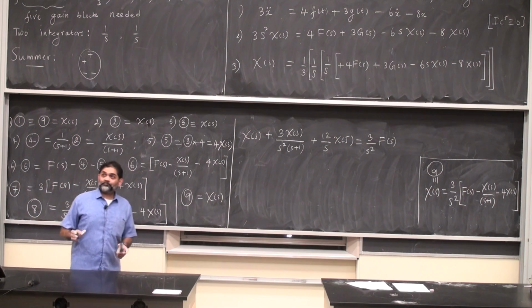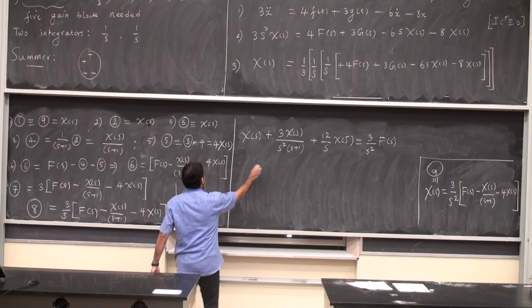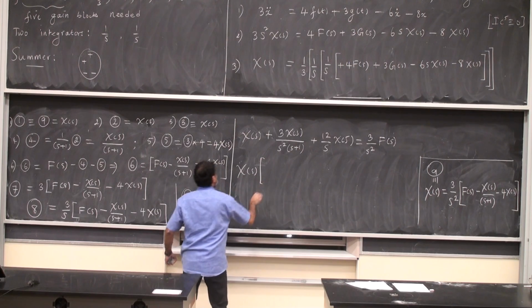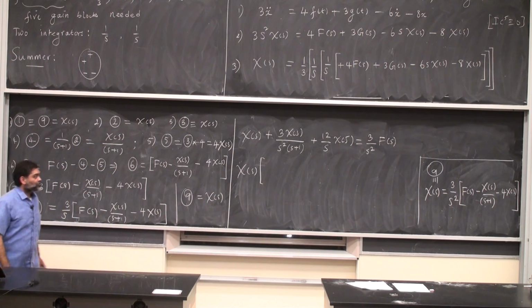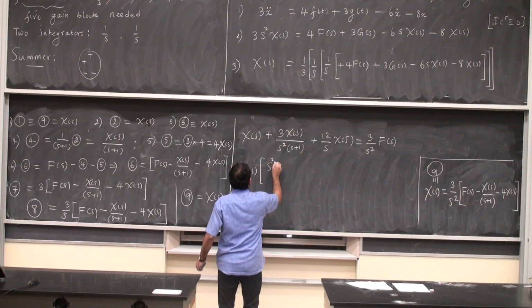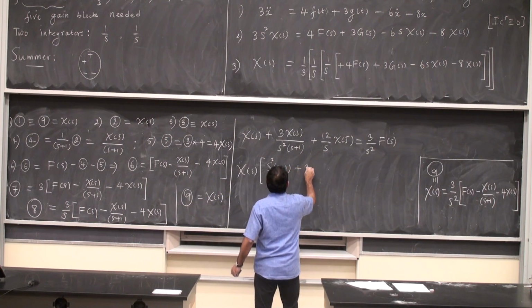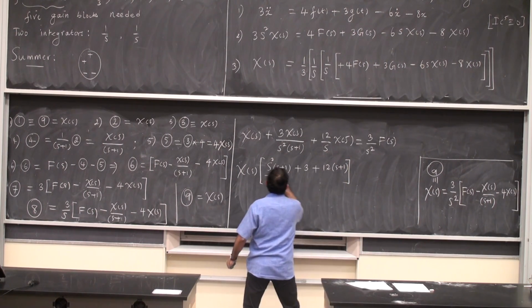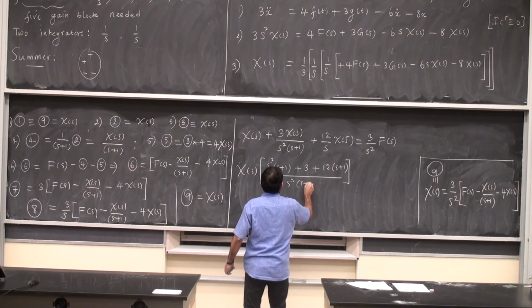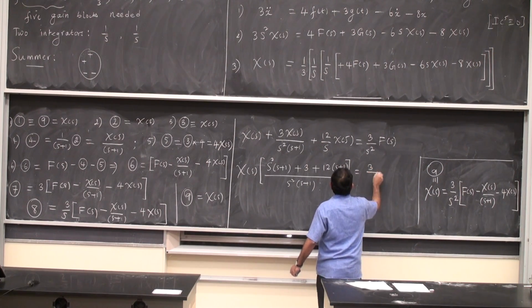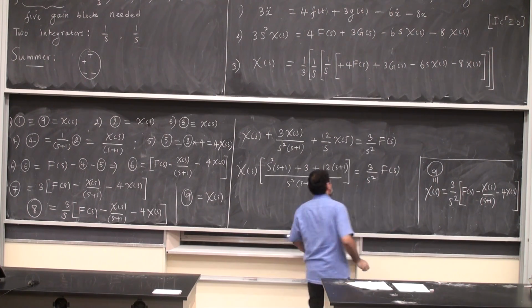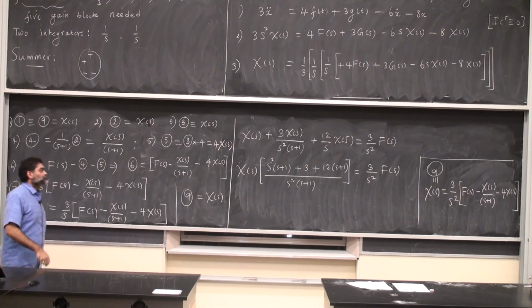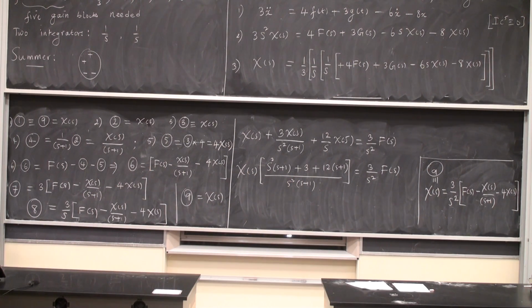Common denominator everywhere. S squared multiplied by s plus 1. X of s is a common factor. If I do that, I have s squared, s plus 1, 3, 12 times s plus 1. This is 3 by s squared, f of s. All I did was take common denominators. Okay. Then start multiplying everything and adding things up.